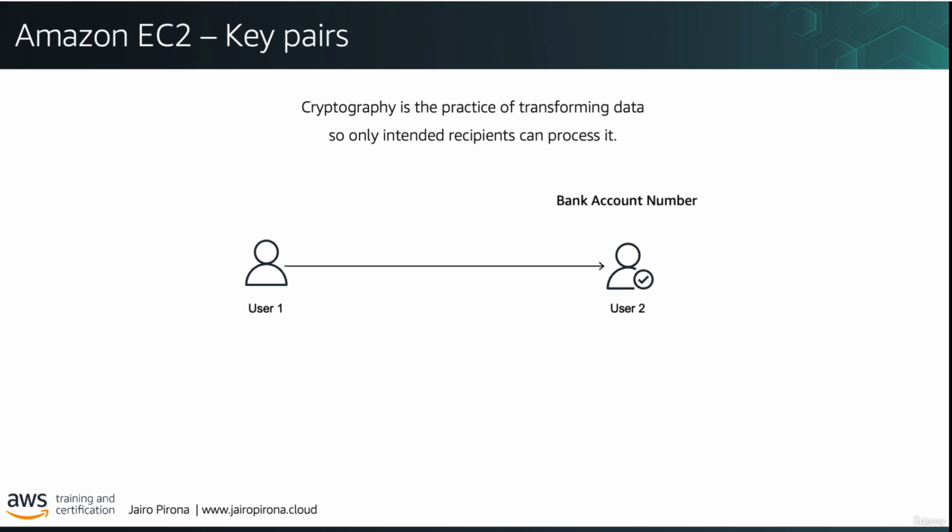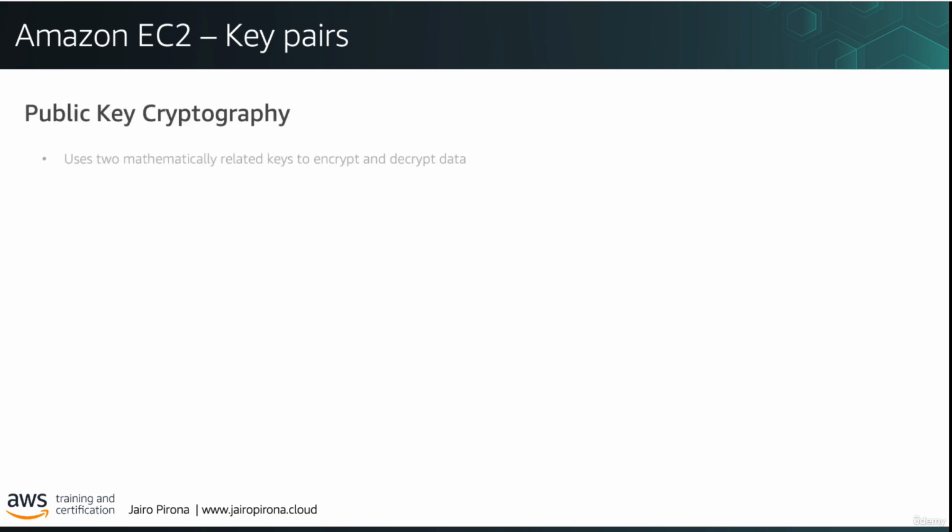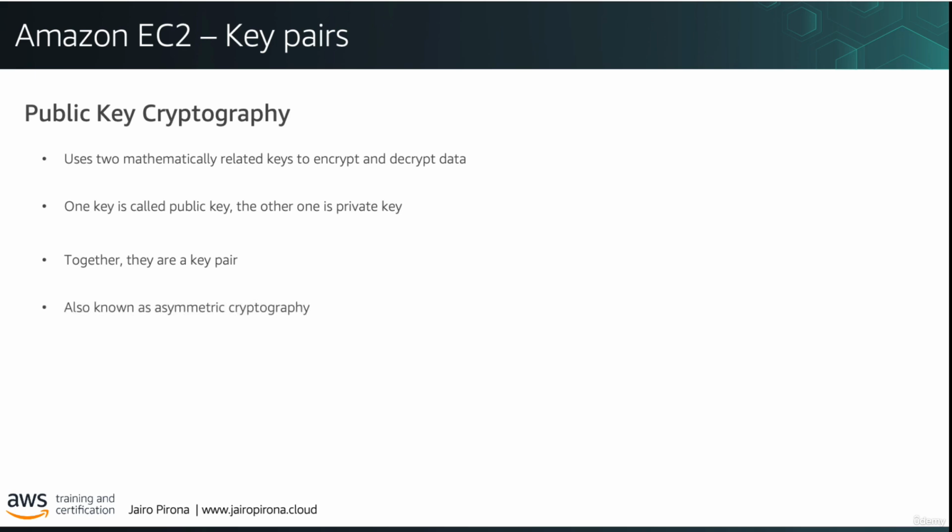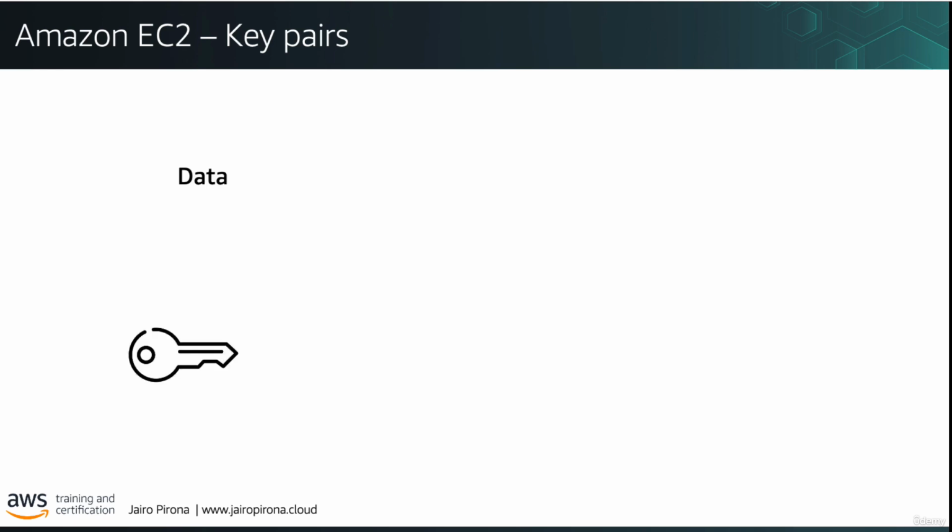Having understood this point, let us now talk about public key cryptography. It uses two mathematically related keys to encrypt and decrypt data. One is called the public key and the other is called the private key, and together they form a key pair. This type of cryptography is also known as asymmetric cryptography because it uses two keys, one for encryption and one for decryption. Here is an example.